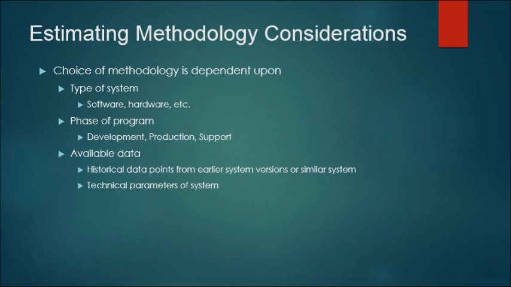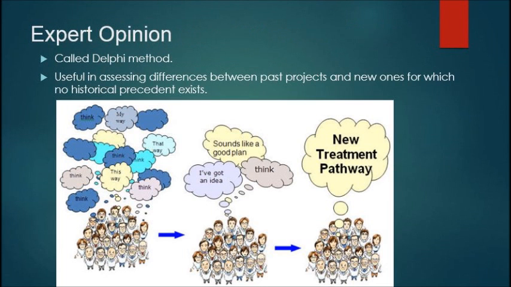Available data: historical data points from earlier system versions or similar systems, and technical parameters of the system. Expert opinion, called the Delphi method, is useful in assessing differences between past projects and new ones for which no historical precedent exists.